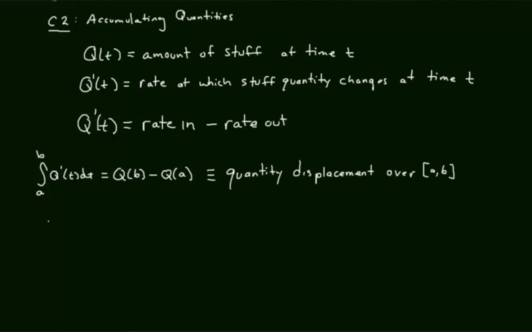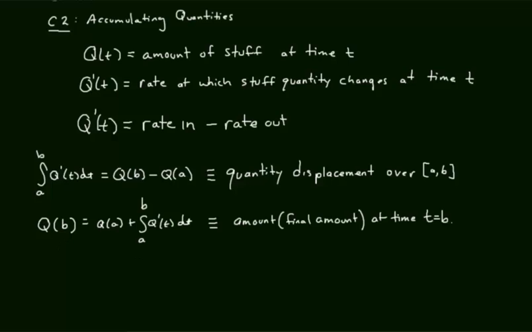Like we did in the last video, we're going to take and solve for Q of B algebraically, and you can see that to do that, all I have to do is add Q of A to both sides. So that gives me Q of A plus the integral from A to B of Q prime of t dt. Now in words, what is that? Well, obviously that is the amount of stuff, you might say the final amount of stuff at time B. And the final amount of stuff always depends on how much stuff I started with. So I look at how much I started with, and then I add to it the displacement.